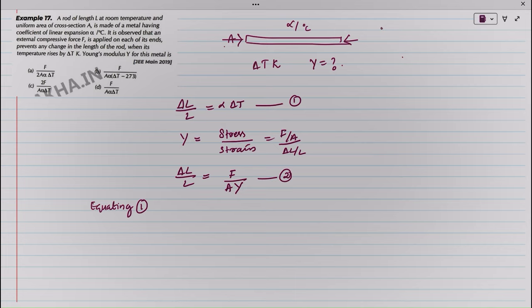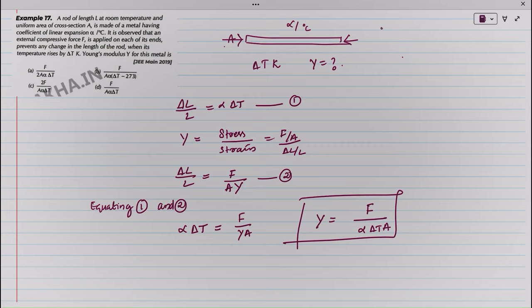Equating equations 1 and 2, since the left-hand sides are equal, we can write alpha ΔT is equal to F by YA. We have to find the Young's modulus, that is, Y is equal to F divided by alpha ΔT into A. This is the final answer. That is, D is the right answer.